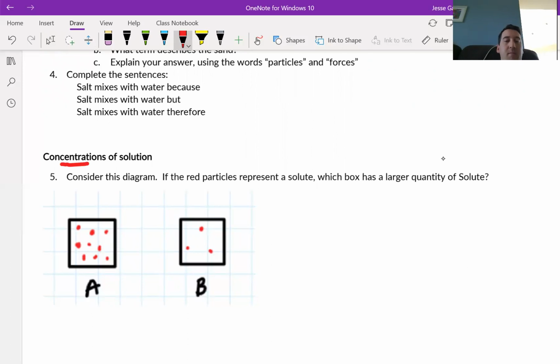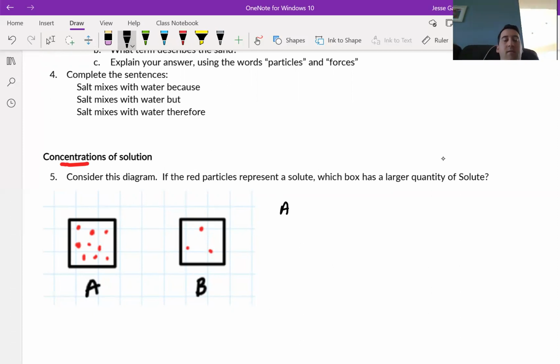So you've got two boxes, A and B. If the red particles represent a solute, which box has a larger quantity of solute? Pretty straightforward, but what I want you to do now is go ahead, pause the video and write down which of these you think has a larger quantity of solute. All right, I'm hoping that this is a pretty straightforward idea. Basically, the more particles, the higher the quantity. Should make sense. So if the red particles are the solute, which one is a higher quantity? It's got to be A. So I'm hoping that you said A has a higher quantity of solute.